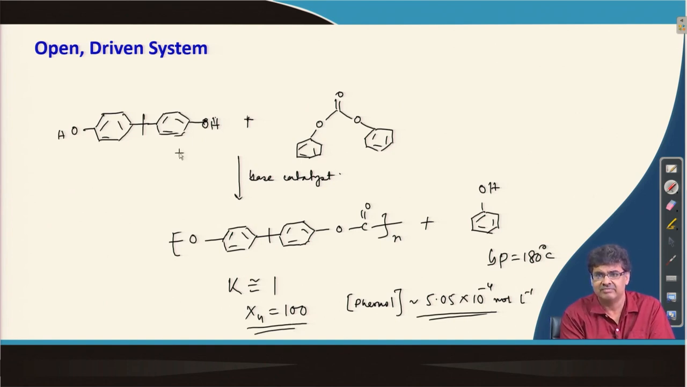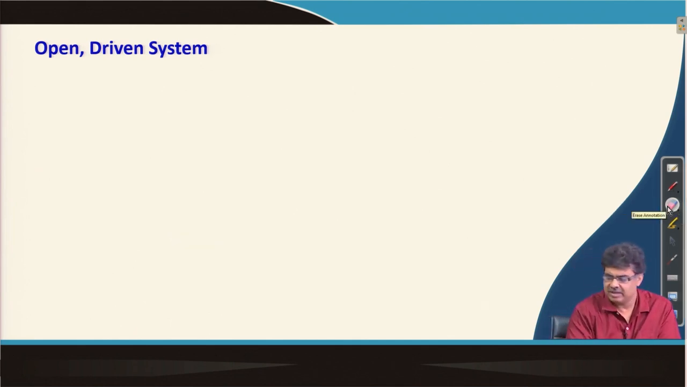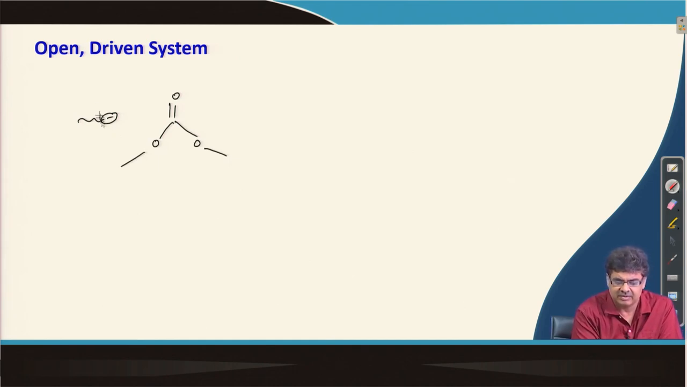We need to change the chemistry. If we can change the chemistry and increase this K value, then probably with a higher amount of phenol, we can actually build this. How to do that? We can change the design of the monomer. Now, this reaction happens by the attack of the phenolate. Remember, we did the reaction in the presence of base. The base takes out the H plus from the bisphenol A, makes it a phenolate ion, and this does a nucleophilic attack and we get this product. I am not drawing it.